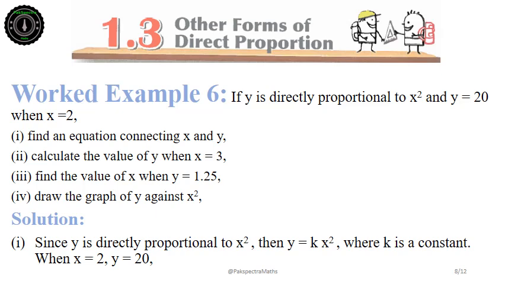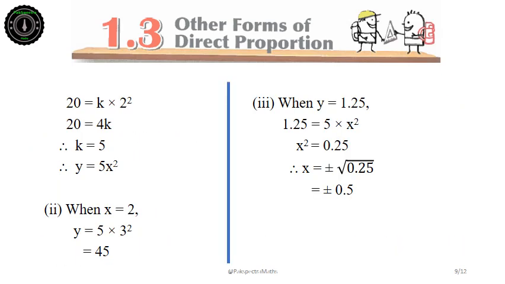We are provided that y is proportional to x square, so we can say that y over x square is equal to a constant. Let's suppose that constant is k. So it means that y is equal to kx square. Now we can calculate this constant using the data provided in the second part of the example. We can calculate the k value using the data y is equal to 20 and x is equal to 2. So using that data, we will find that k is equal to 5.